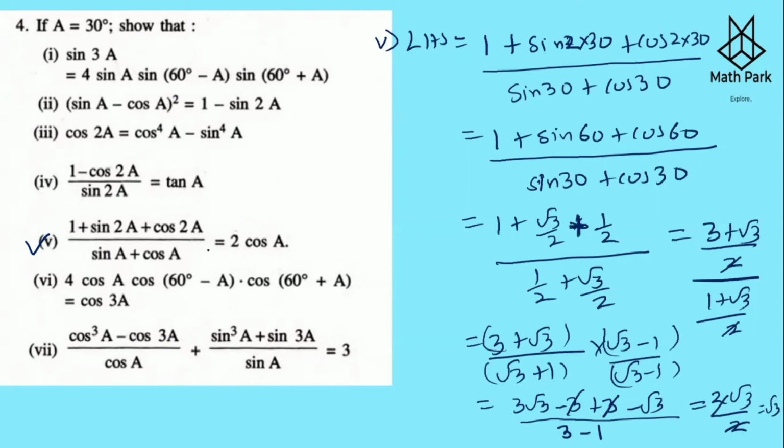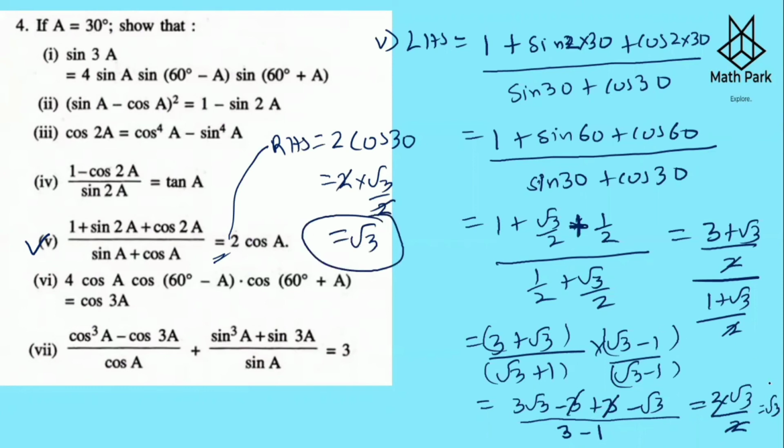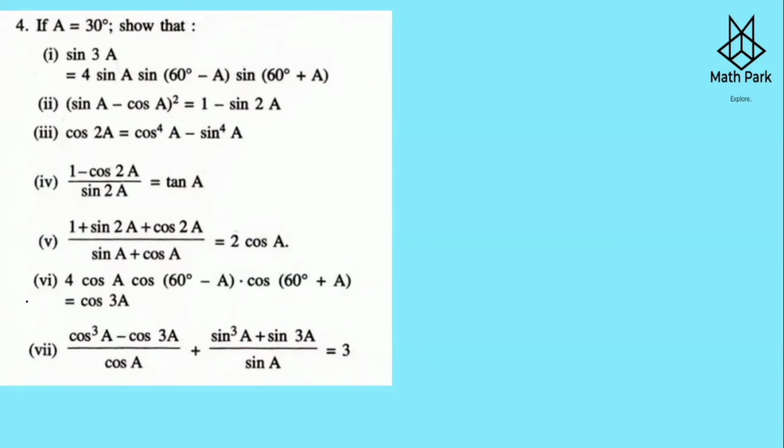Our RHS is 2 cos A. So let us take the RHS of the sixth one over here. RHS is 2 cos A, that is 2 into cos of 30. Cos 30 is root 3 by 2. So 2 into root 3 by 2, the 2s get cancelled, we got root 3. So this is how you get both the values as root 3. Thus, LHS is equal to RHS. We are done with the sixth part.